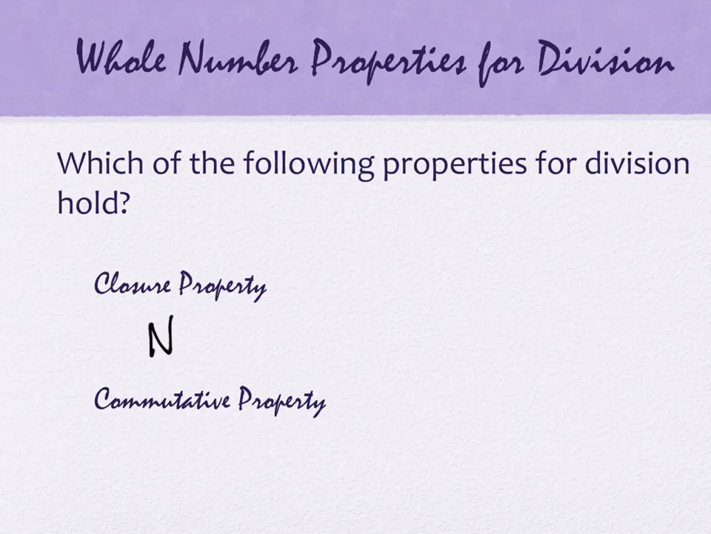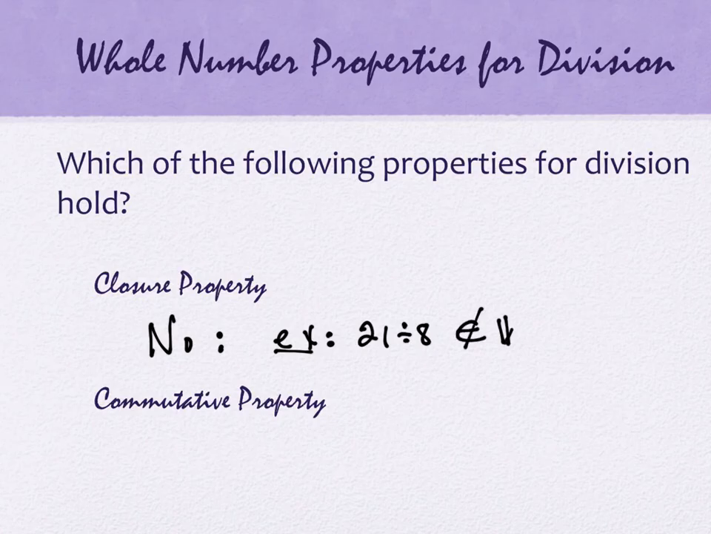And can you give me an example? We'll do Savannah. 21 divided by 8 is not an element of the whole numbers, right? It's not a whole number. In general, it doesn't work. Now, are there some that do? Well, of course there are some that do, but that's not the point. The point is, does it work all the time? And the answer is no.